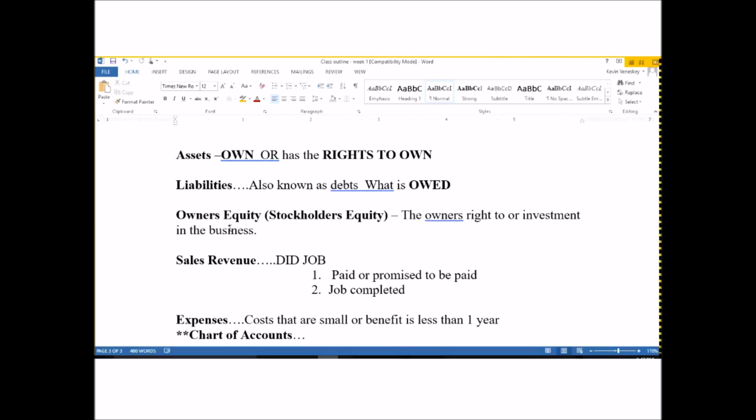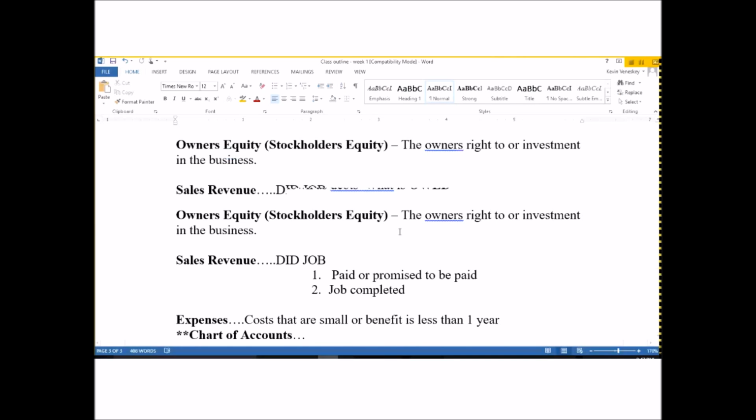And then, as I said at the very front, when we close out our revenue and expenses later on in the semester, hopefully the revenues will be higher, and those revenues that are still higher than the expenses, that's going to end up in owner's equity as well in a certain account. The revenue section, well, that's if you did your job.